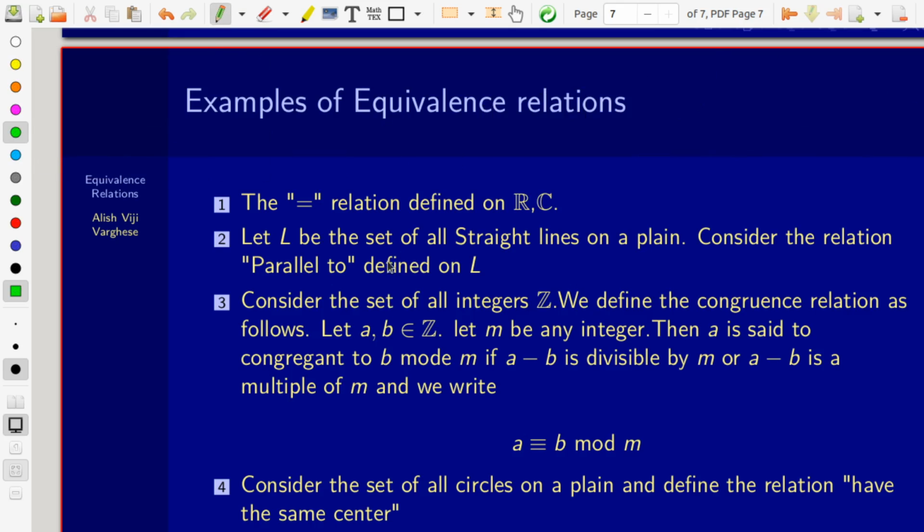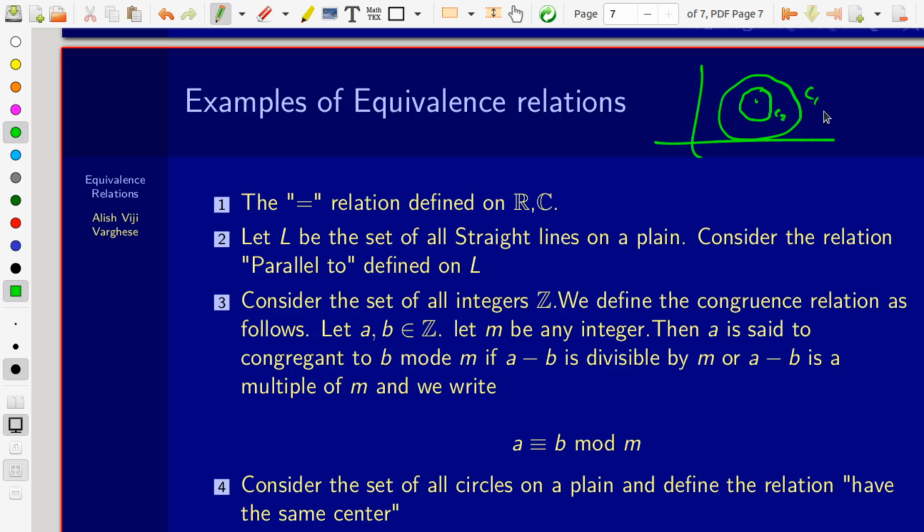Now, in a similar way, we can define another equivalence relation in the xy plane. Let's consider the set of all circles in the xy plane, and two circles are said to be related to one another.